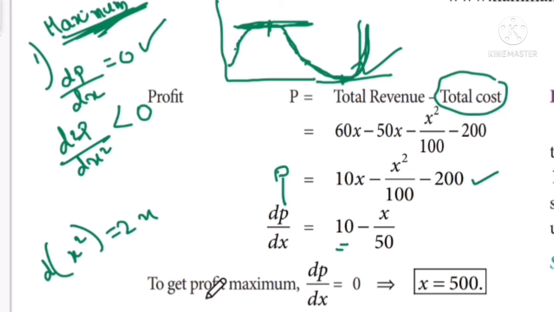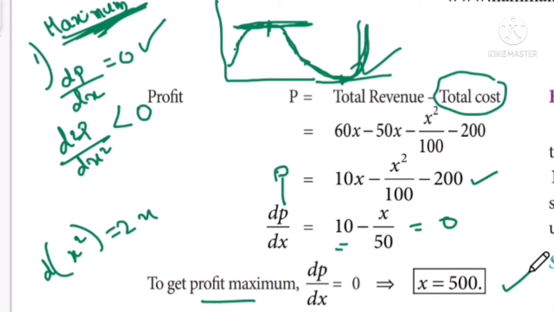To get the maximum profit, put that equal to 0, dp by dx equal to 0. So put this equal to 0. You get x is 500.